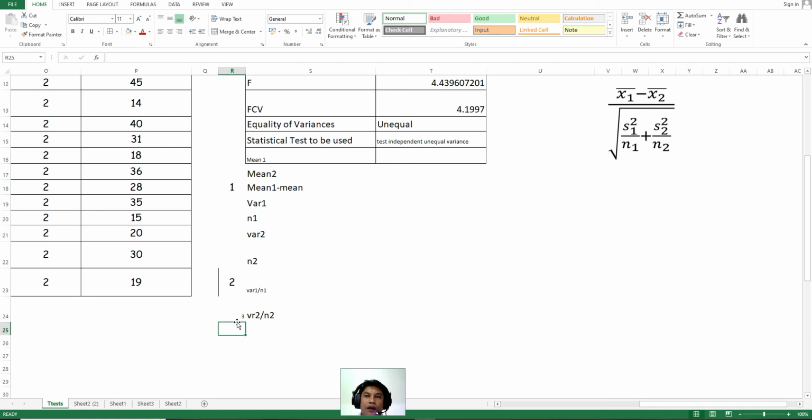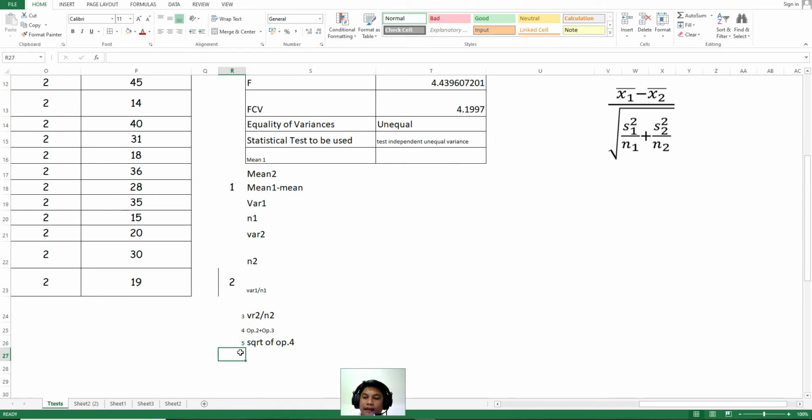And then our fourth is we have to add the quotients. So that means equals operation 2 plus operation 3. So that is our fourth operation. Then after we add that, we have to get the square root. So our fifth operation is square root of operation 4.